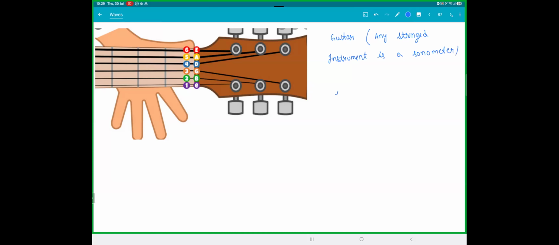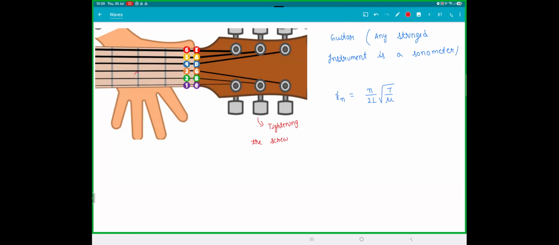Now look at the formula. Fn is equal to n by 2L root T by mu. Let's see how each thing will move. Did you ever hear this word? I'm tuning the guitar. I'm tuning the instrument. So these screws which are there, if you tighten the screws, you're changing the tension. So if you tighten the screw, you get more tension. If you change the tension, you can change the frequency.